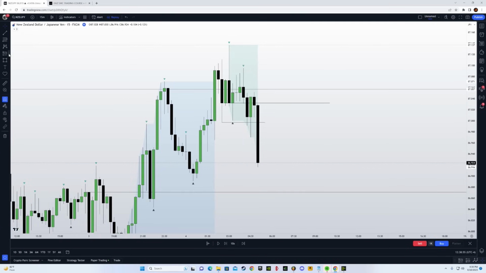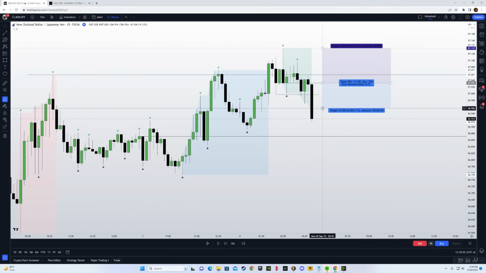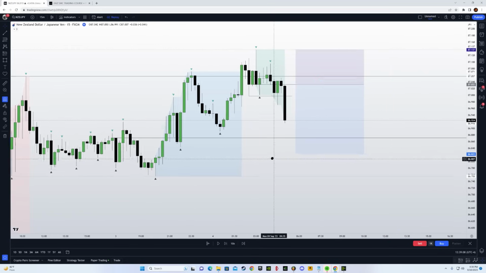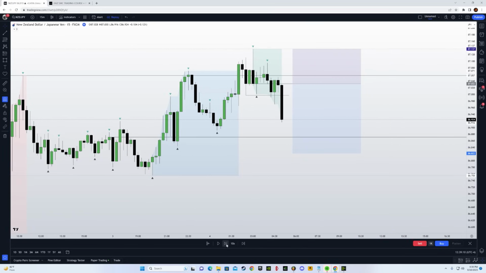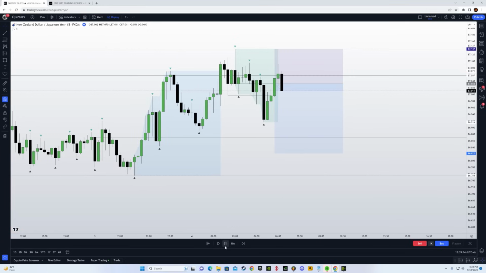Okay, so my entry would simply be on this auto block. Stop would go above the high, and I would simply look to target 1 to 2, right? This is the target here, my closest target that I can target, and we will go for 1 to 2 in this example. So we get our entry, right?